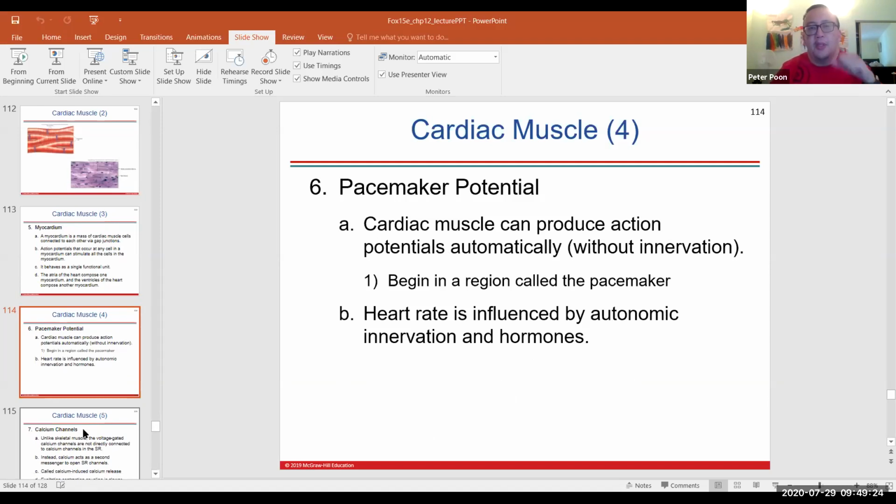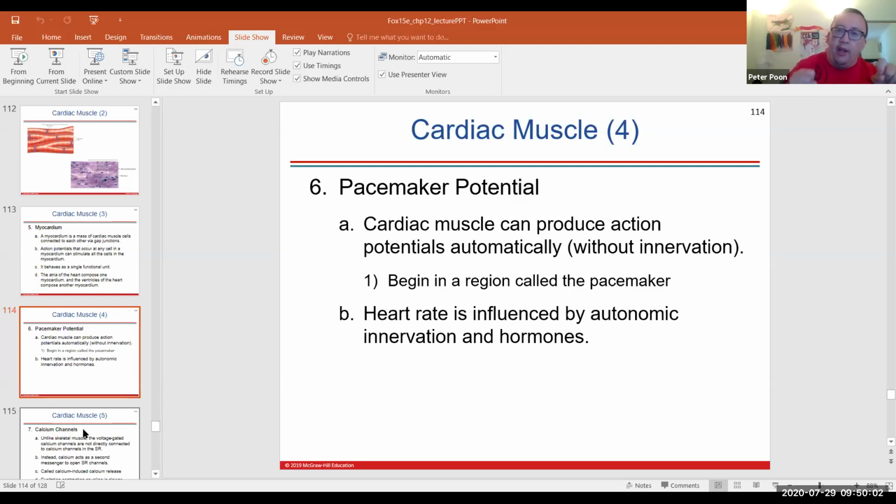The pacemaker is located in the heart, in what's called the SA node. It's located in the right atrium. Your heart has a pacemaker in it, and that pacemaker is set to beat at about 100 beats per minute. Now, all of you are resting in your chairs watching this right now. None of your heart rates are 100 beats per minute. If they are, that tells me there's something wrong with you.